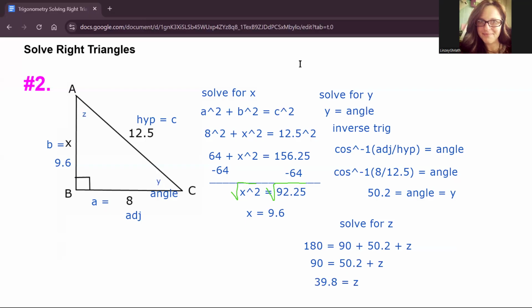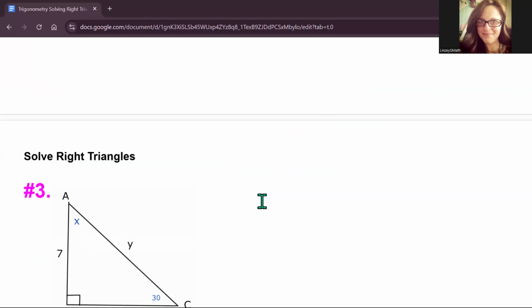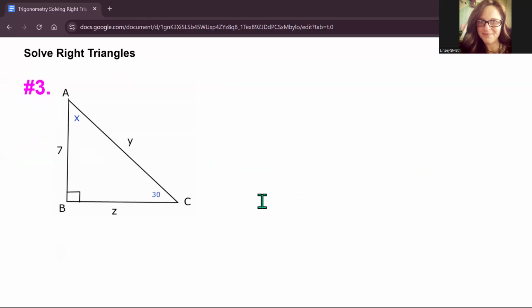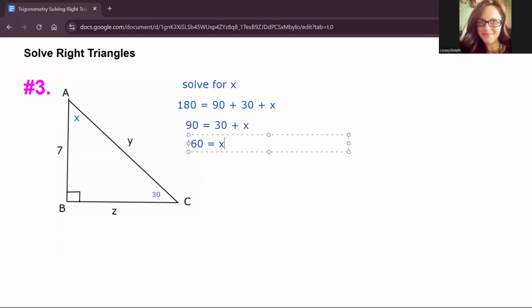Number 3. They have us solving for x, the angle, first. Angles in triangles add up to 180 degrees. We've got the 90-degree angle plus 30 degrees plus x. And we'll subtract 90 and then subtract 30. 90 minus 30 and we get 60. This is a 30, 60, 90 special right triangle.